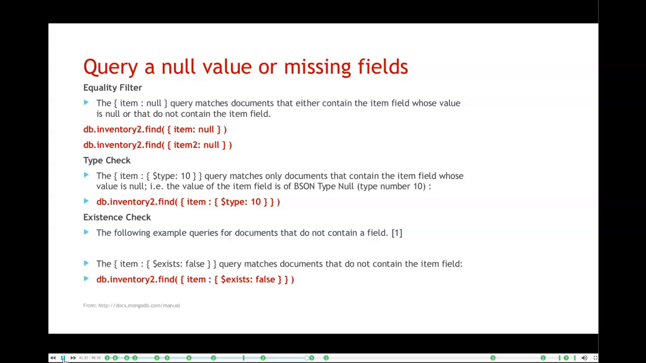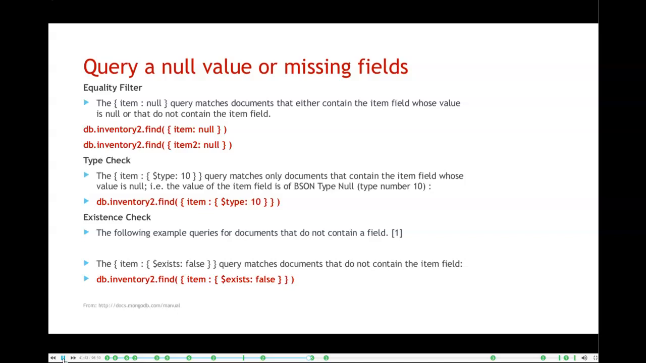So the same thing here. This is another way you can check for the null value. The other example, there is another operator, which is using exist. So if you choose item, like in this case, item and exist false, it means, okay, what I want to find.